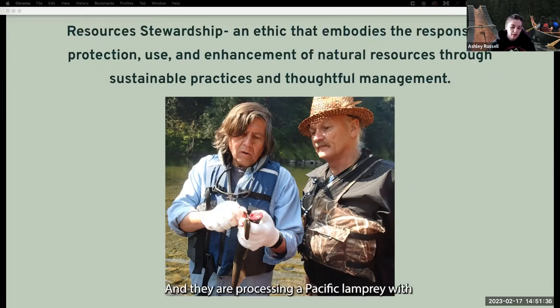And they are processing a Pacific lamprey with a freshwater mussel shell. It's said that you can only process it with a freshwater mussel shell, because if you don't, it angers the water beings and they'll bring up floods, and that'll destroy your traps. So apparently it happened often enough that we've been told through story that that's the only thing you can use.